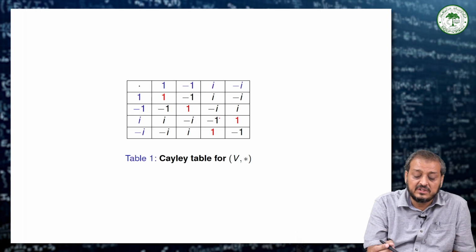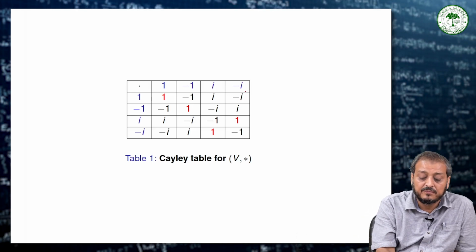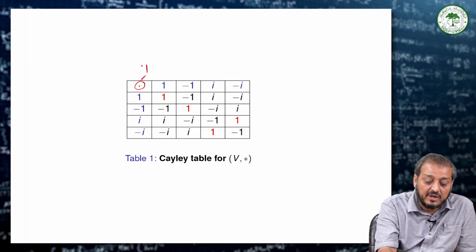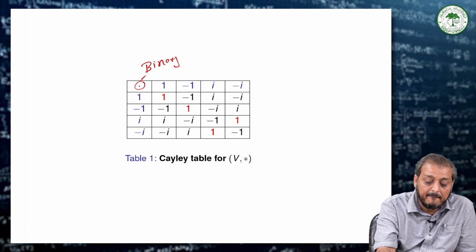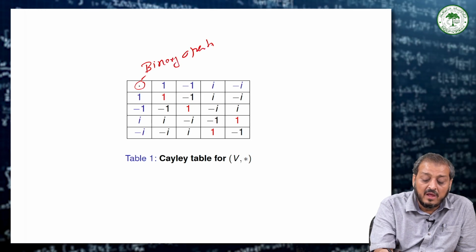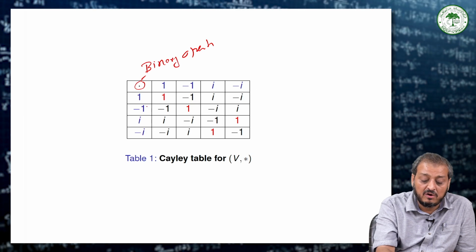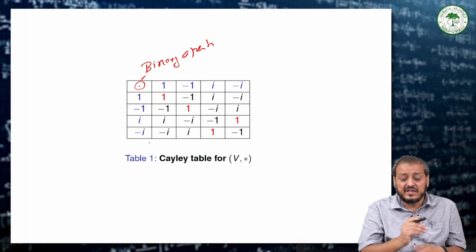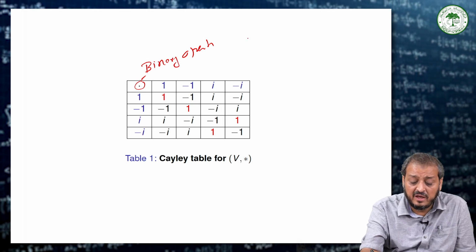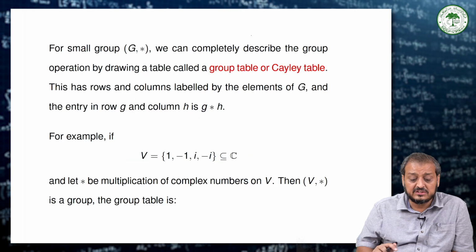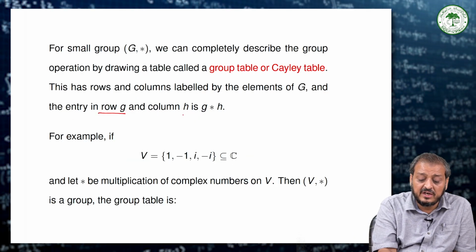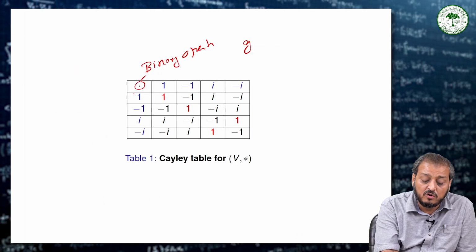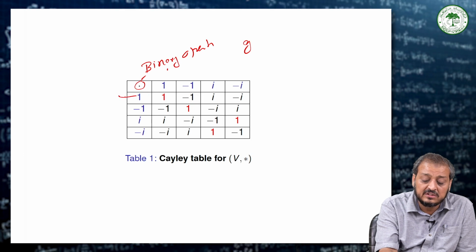This means that in the first row we write the elements, and here we write the binary operation. What binary operation are we using, and those are the elements of this set, and the first column and first row represent the elements of this set. And as we just saw, the entry of row g and column h is represented here. So we have entries of row g and column h.